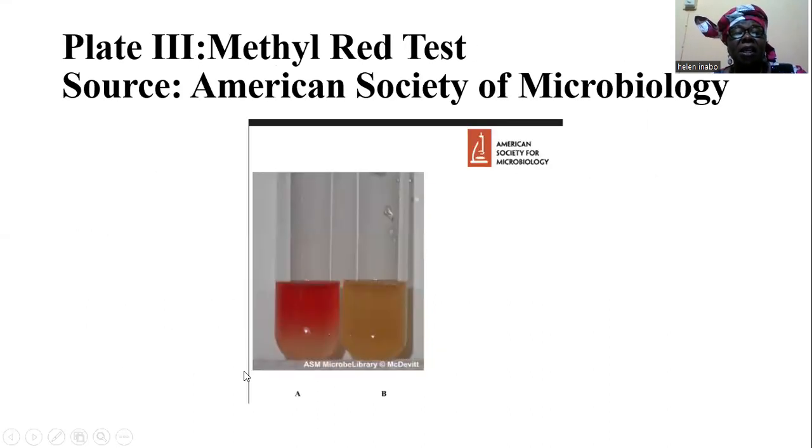From this plate 3, for a positive test, there is a red color in the tube developing after a few minutes. And then you have a negative test, which is characteristic of Salmonella, no color change.